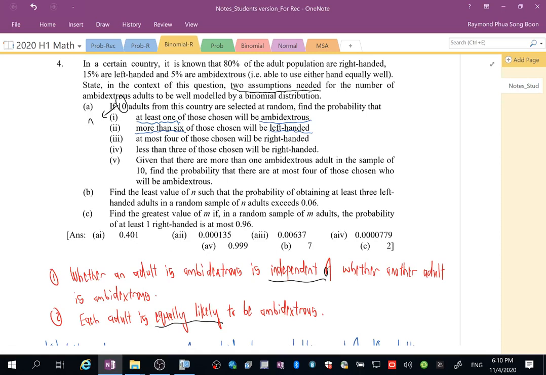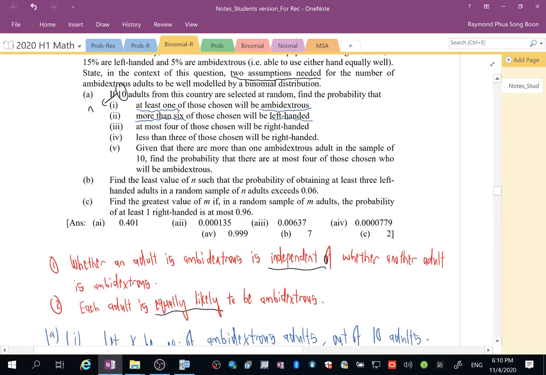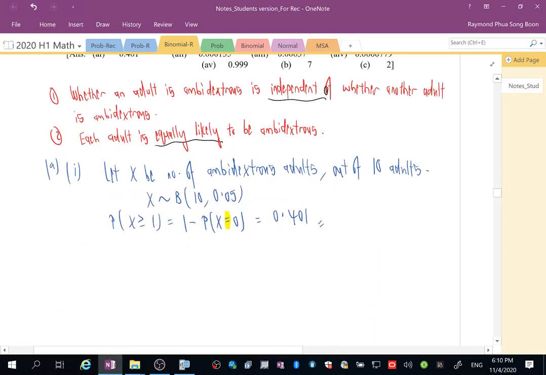Since the random variable that we are concerned with now has changed compared to part 1, we need to define a new random variable. In part 1, the random variable was the number of ambidextrous adults. But in part 2, it would be the number of left-handed adults. Although the value of n in part 1 and part 2 remains the same as 10, the random variable has changed. So we'll need to define a new random variable in part 2.